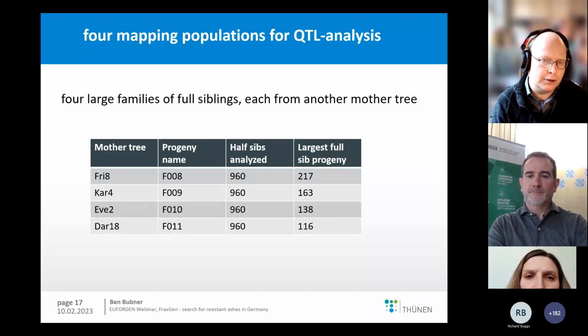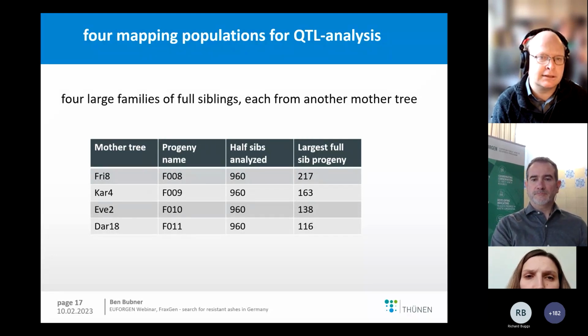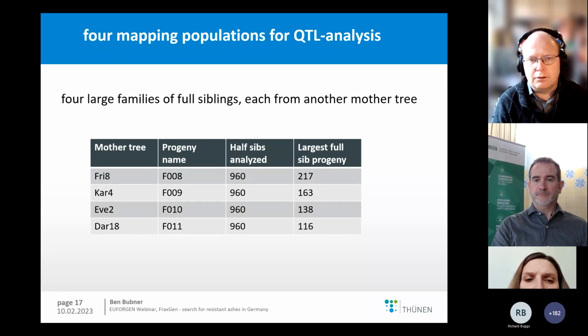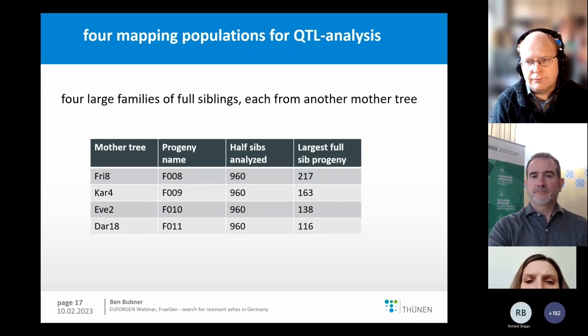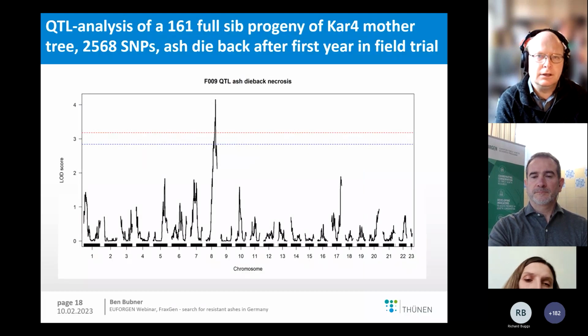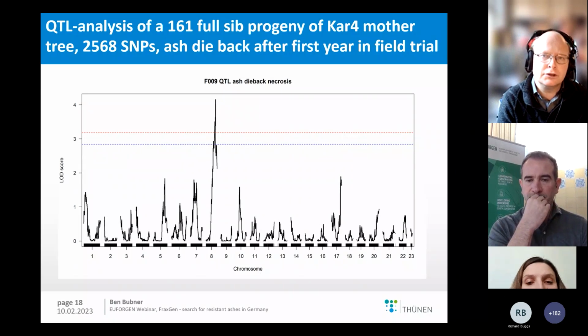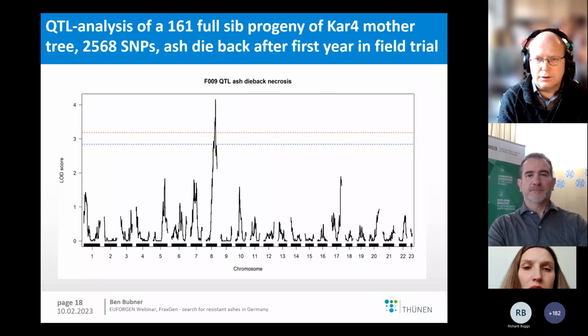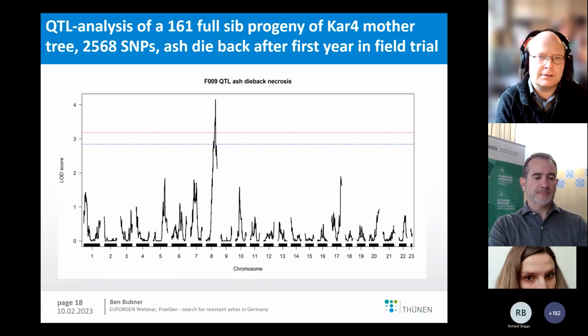And the first step of doing a microsatellite analysis was a very good step to reduce the number of genomes we had to sequence. And now we have good full sib progenies with genome sequences that we can use as a basis for QTL analysis. Here you see a first result of a full sib progeny with 161 plants, for which we also had the Ash Dieback data. The SNPs I have used here are 2,500.